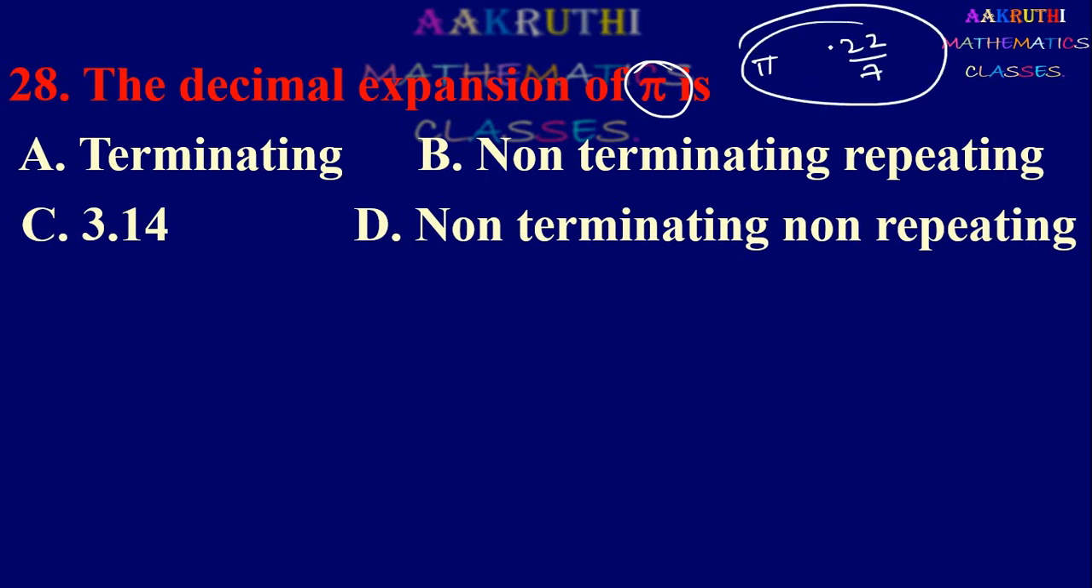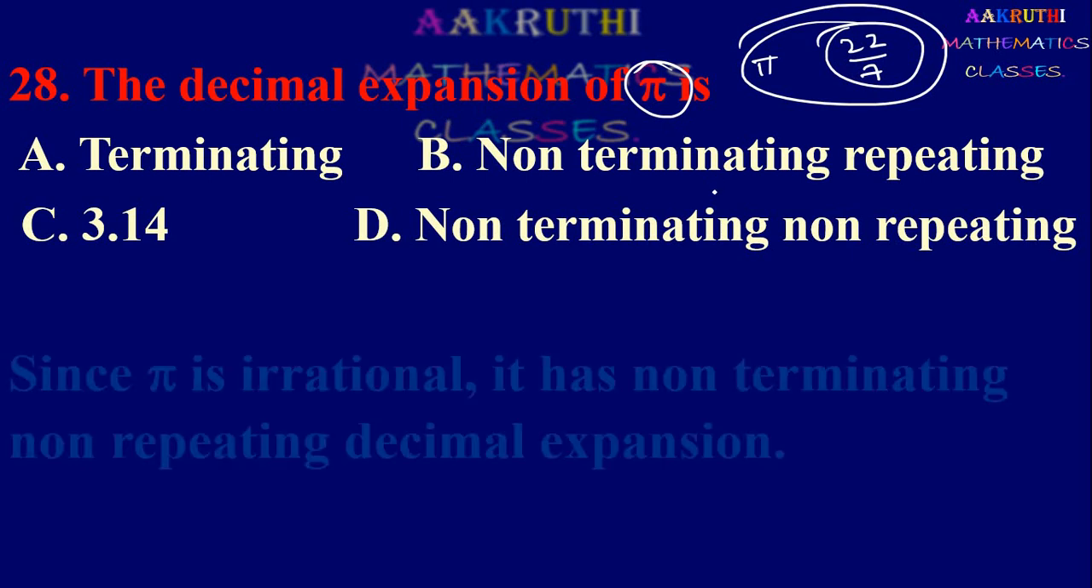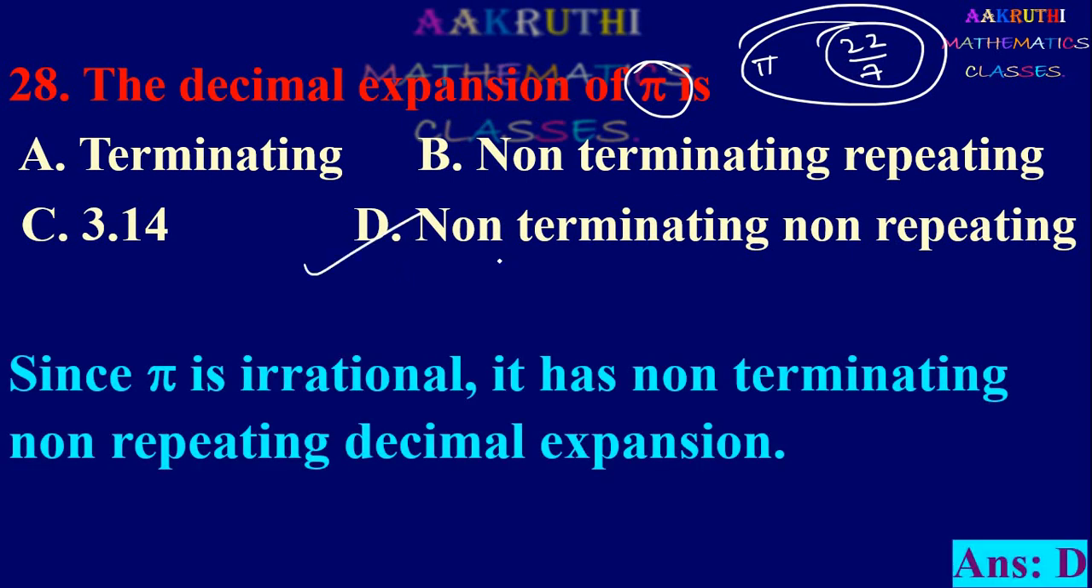So therefore here pi is not a rational number. Pi is not equal to 22 by 7. Now here pi is an irrational number. The decimal expansion of an irrational number is non-terminating and non-repeating, which is option D. So pi has a decimal expansion which is non-terminating and non-repeating since it is an irrational number.